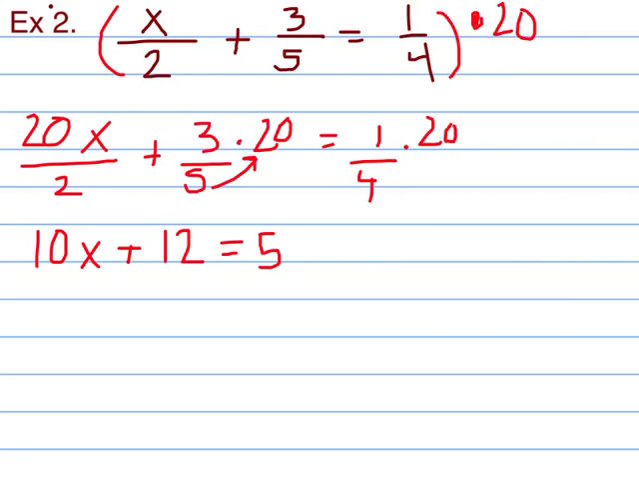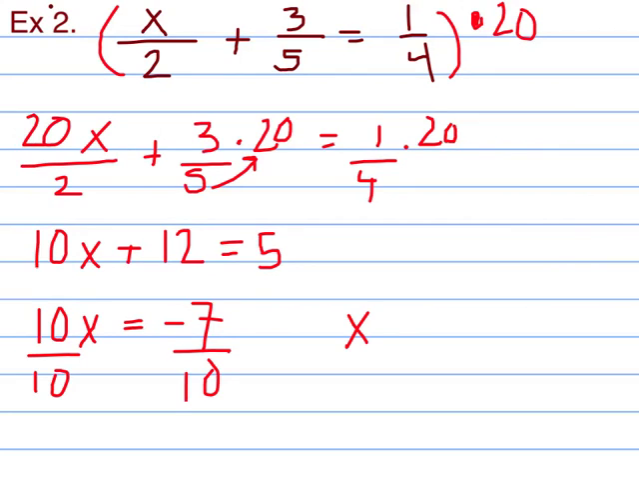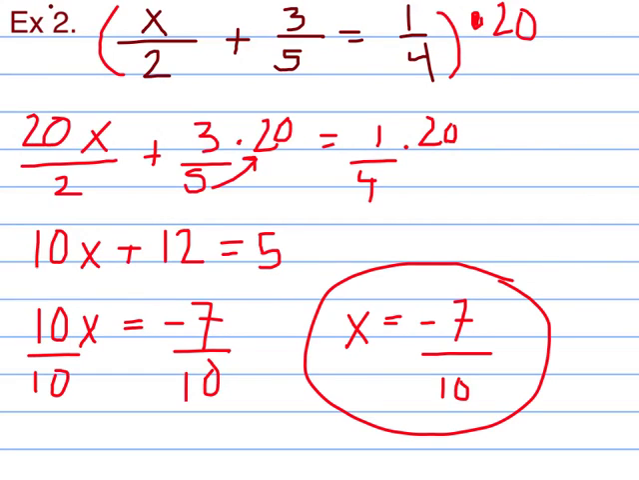Now we're going to solve this equation in our basic ways. By subtracting that 12 over, we get 5 minus 12 is negative 7. And divide both sides by 10. x equals negative 7 over 10. And there is our final answer for that example.